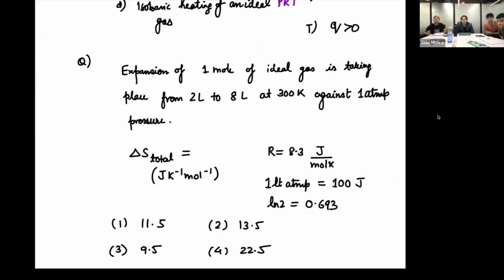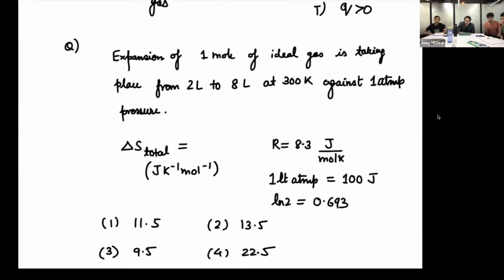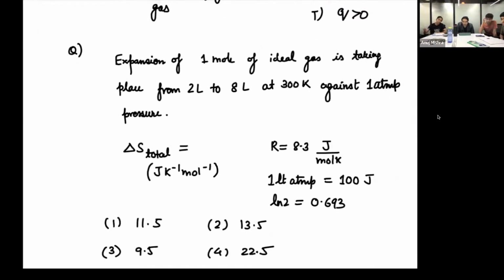Expansion of one mole of ideal gas is taking place from 2 liters to 8 liters at 300 Kelvin against 1 atmospheric pressure. Delta S total is how much in joule per Kelvin per mole? You're given R is 8.3, ln2 is given, and 1 liter atmosphere is 100 joules. Note down the question first. Delta S total means delta S system plus delta S surrounding.